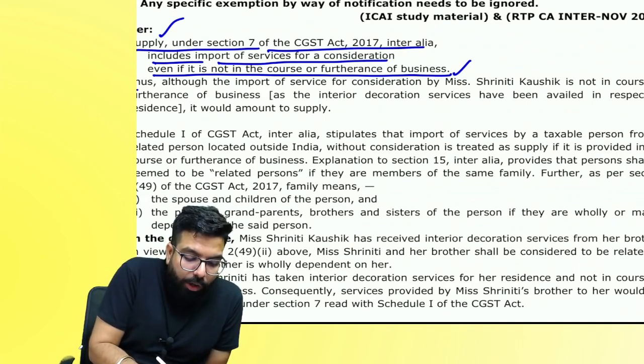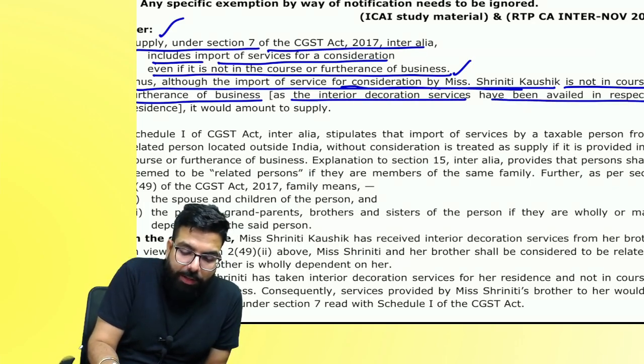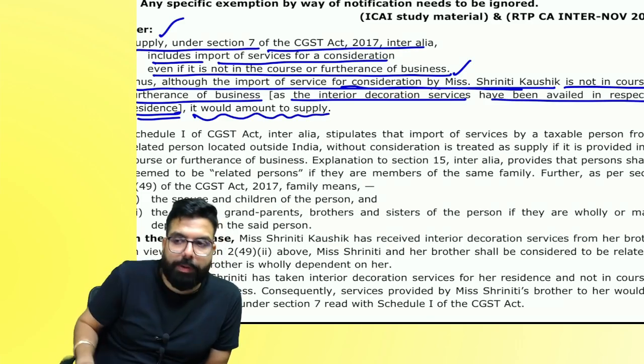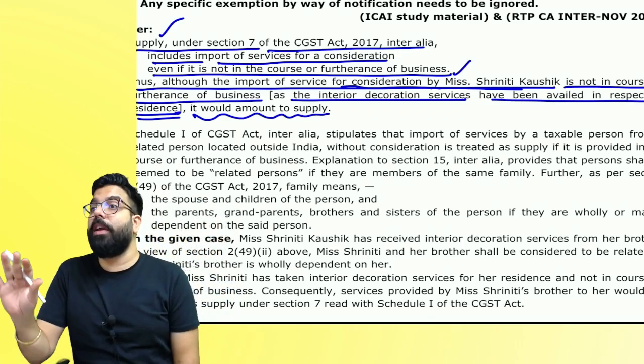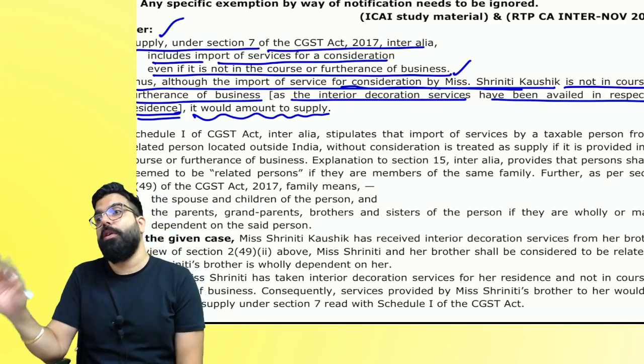Then you can say, although importation of service by Miss Sriniti is for a consideration, it is not in the course or furtherance of business, as the interior decorative service has been availed in respect of her residence. It would amount to supply. Are we clear, everyone? They are not asking you who will pay GST. As of now, they are asking whether it is supply or not.